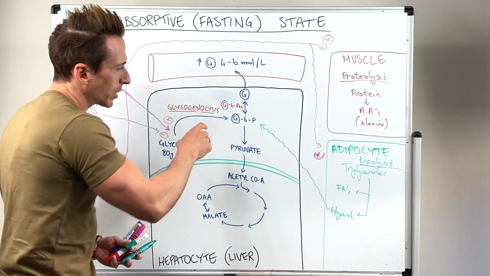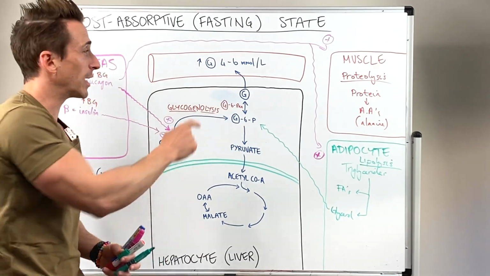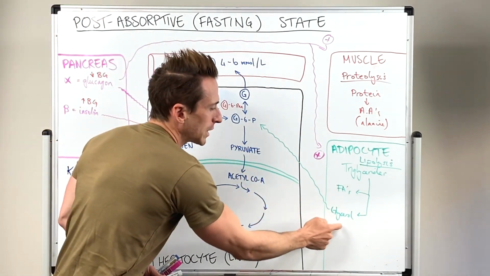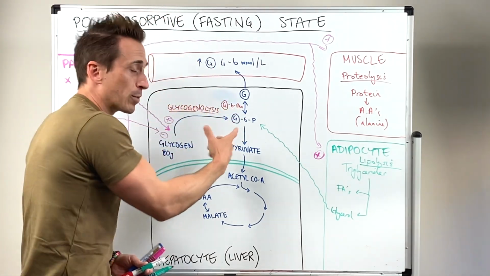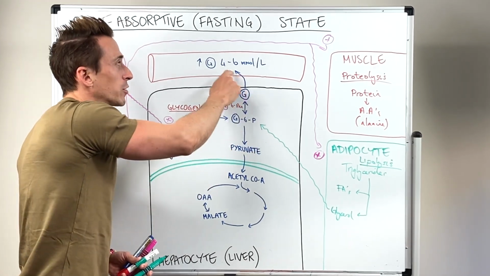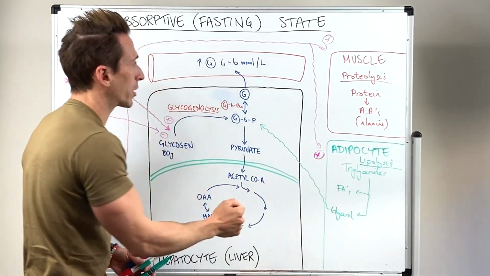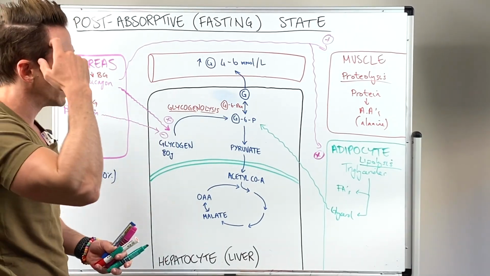But we can hijack this system and make it go backwards to produce glucose, to increase blood glucose levels. So glycerol can jump into the glycolytic pathway, go backwards because that's what's happening, ultimately turn into glucose 6-phosphate, turn into glucose, jump out. So glycerol from triglycerides can increase blood glucose levels. All right, that's the first point.